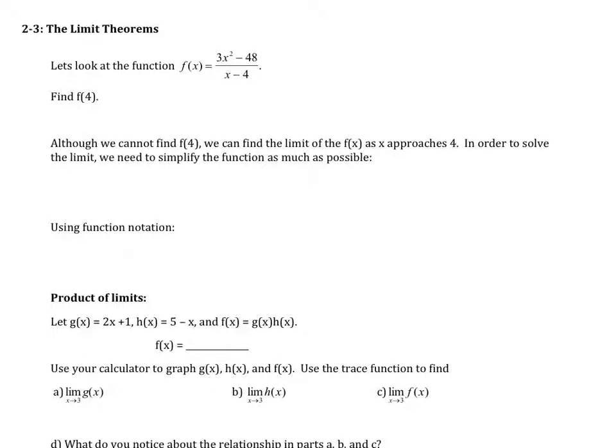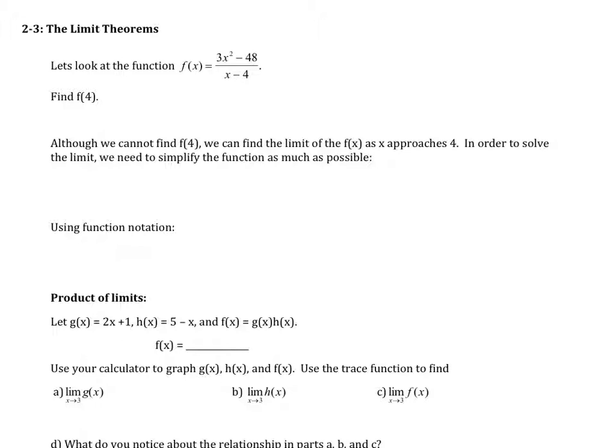In section 2-3, the limit theorems, we're going to begin by solving limits using direct substitution. And then we're going to use that knowledge to figure out what happens to the limits of composite functions. So let's begin by looking at the function f of x is equal to (3x squared minus 48) all over (x minus 4). So the first thing I want to do is figure out what f of 4 is.